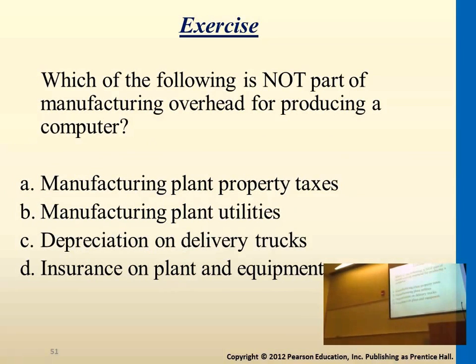The following is not part of manufacturing overhead for producing a computer. Not part of it. Depreciation fees. Depreciation on delivery trucks, and we actually talked about this earlier. Delivery trucks for products are on the sales side, on the operating expenses side. So we're just focusing on manufacturing costs under the manufacturing overhead category.